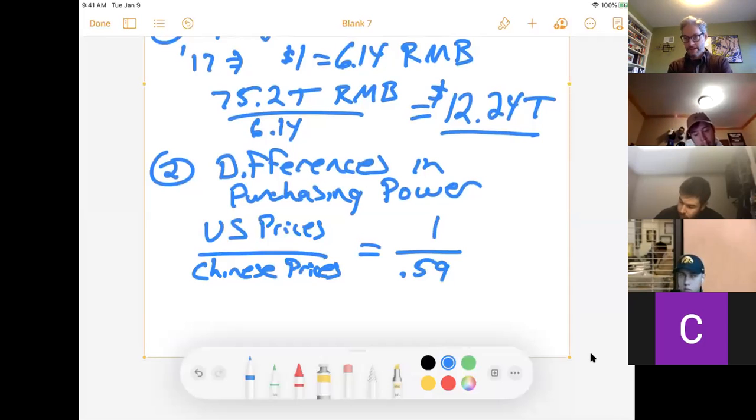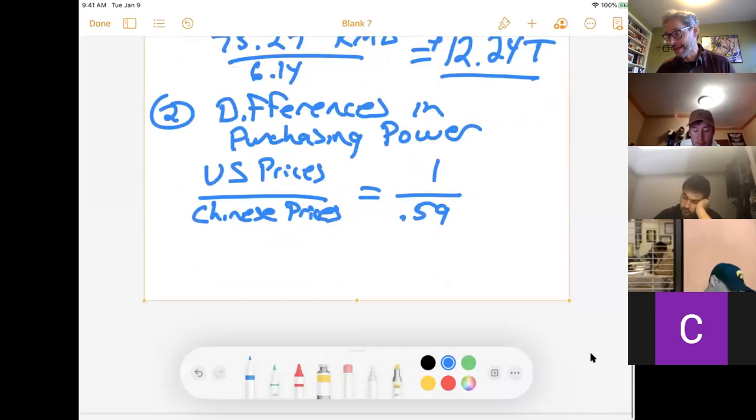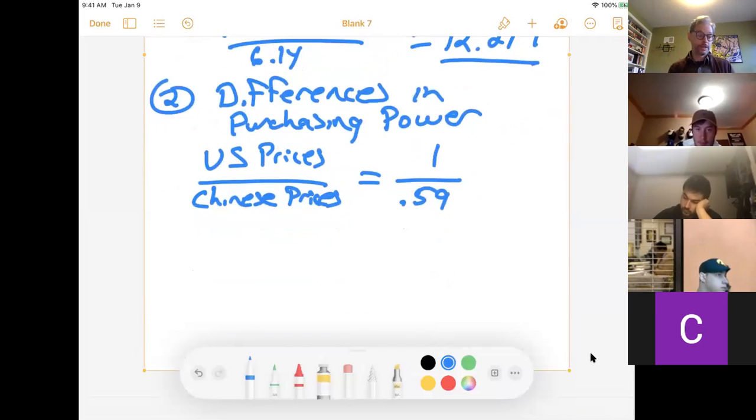Now, obviously, for those of you who've been to China or are living in China, you'll know that this varies widely across goods. There's no way that housing in urban areas of China is 59% of what it is in the US. In fact, in urban areas of China, housing is much more than it is in the United States. So there are some things that are way more expensive in China. There are things that are way cheaper in China. So this is an aggregate measure that has, quite honestly, a lot of ambiguity to it.